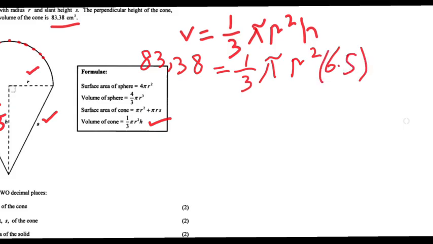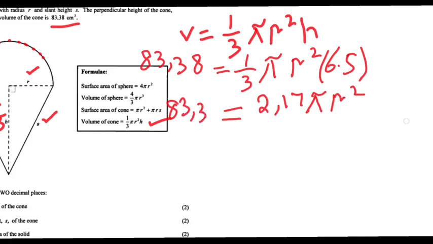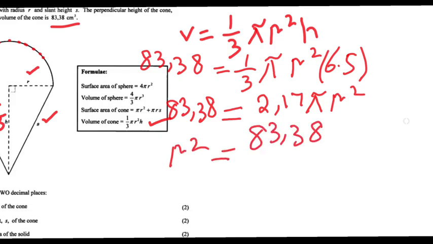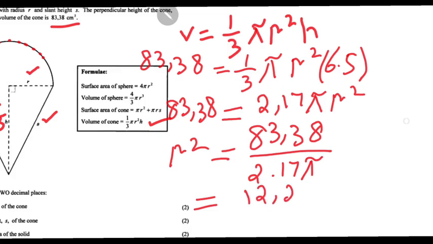Now, so I simplify this, become 2,17 pi r square is equal to 83,38. Now I need to solve for r here. 83,38 divided by 2,17 pi. Now I'm going to use my calculator. 12,23. This is my r square.